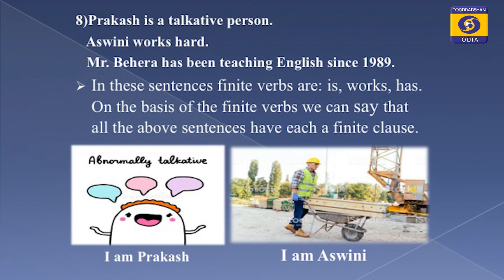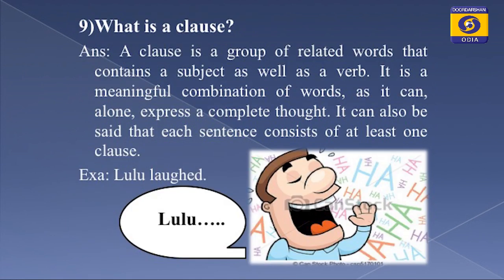In these sentences, the finite verbs are: in "Prakash is a talkative person," "is" is the finite verb. "Ashwini works hard," "works" is the finite verb. "Mr. Behera has been teaching English," "has" is the finite verb. So on the basis of the finite verbs, we can say that all the above sentences each have a finite clause. So what is a clause?